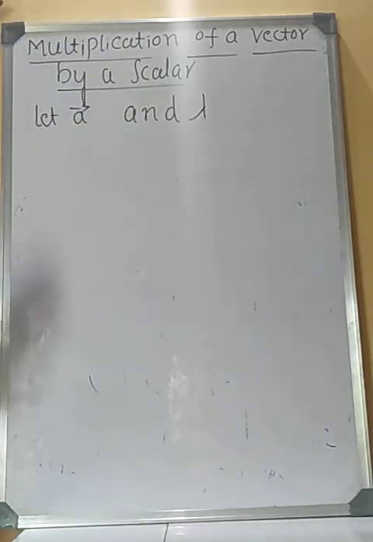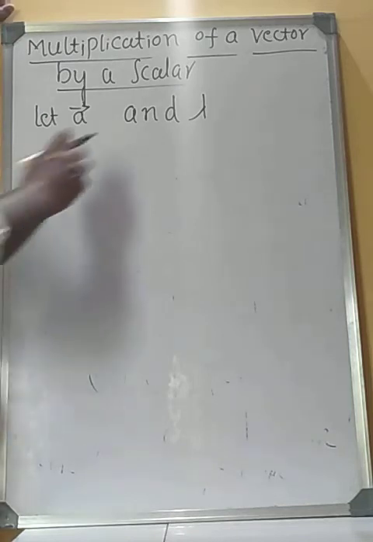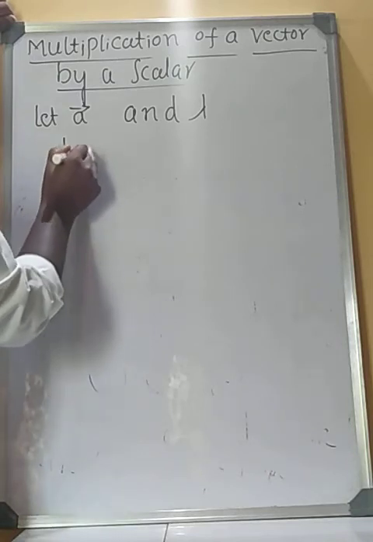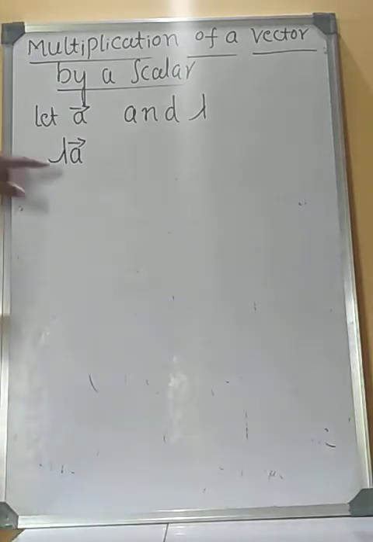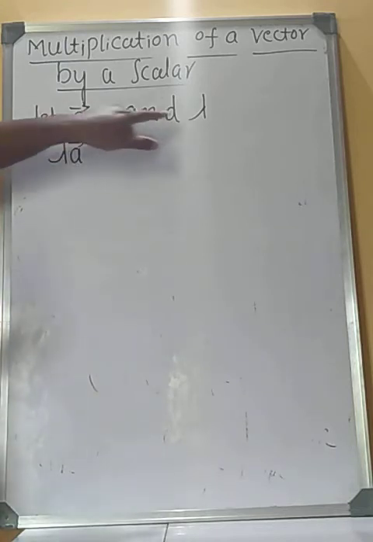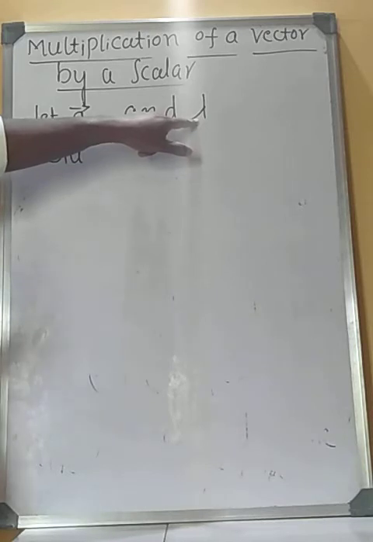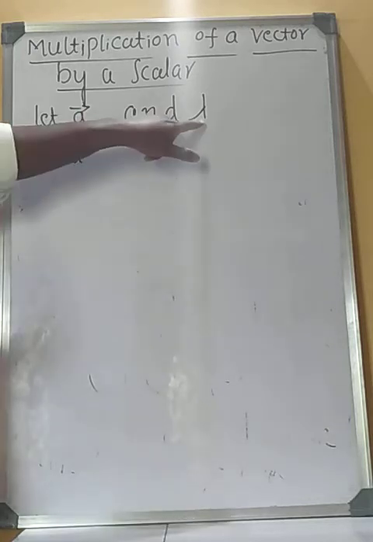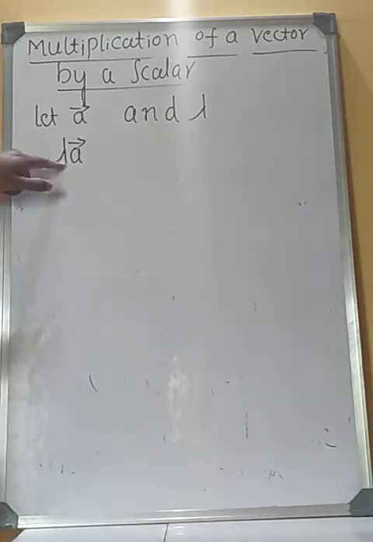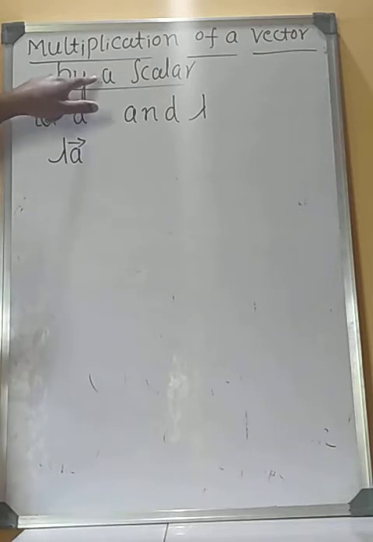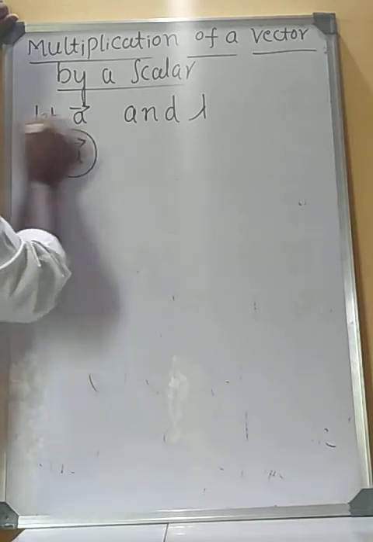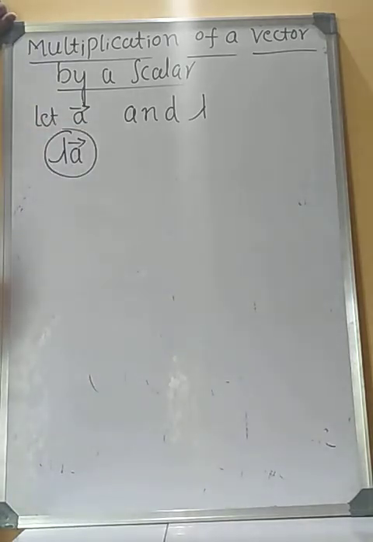Then the product of the vector A by the scalar lambda is denoted as lambda vector A, and is called multiplication of a vector by a scalar. Here lambda A is also a vector.